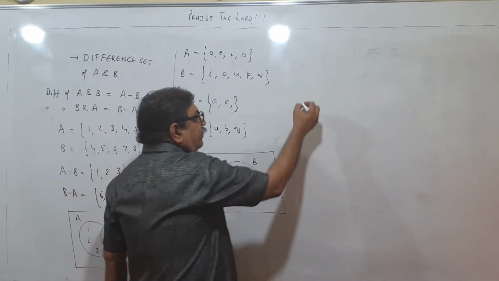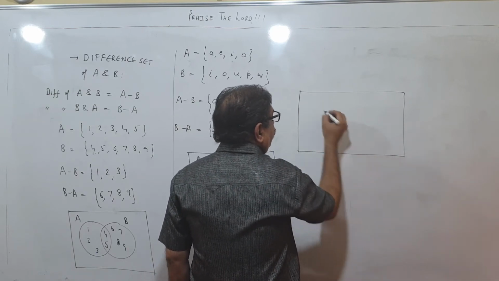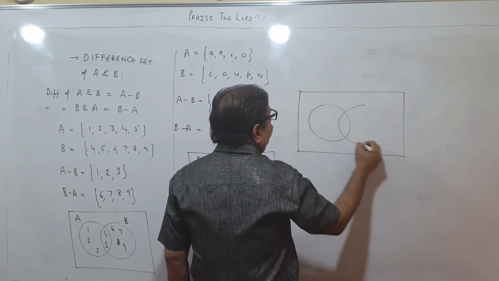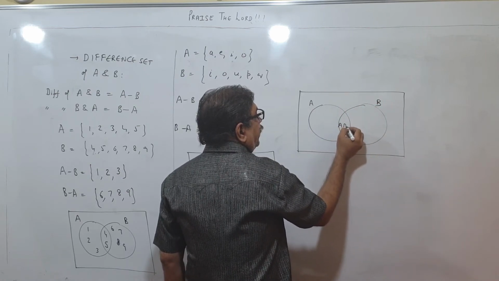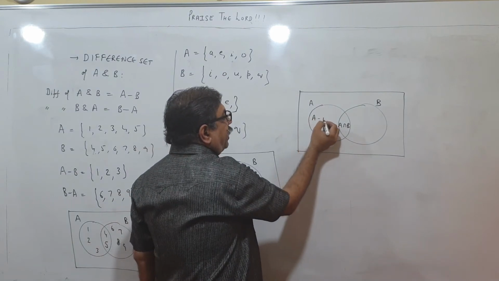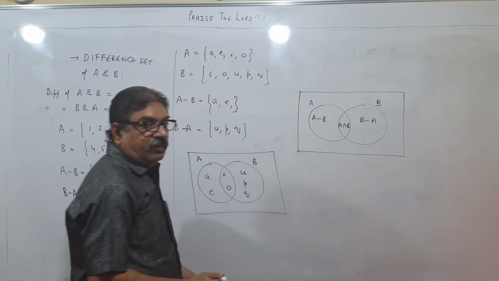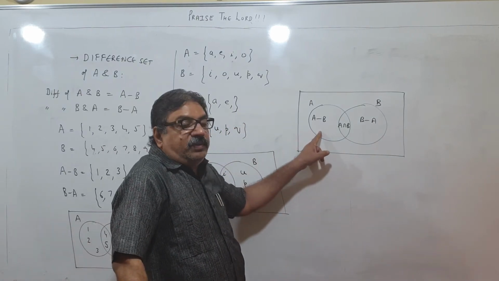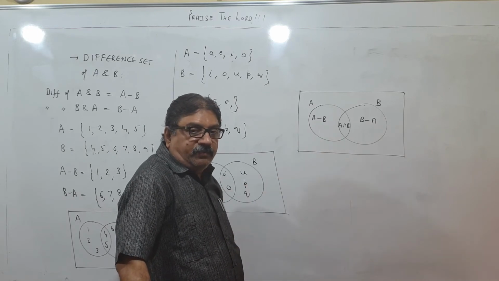So now please understand properly, children, in the Venn diagram. In a Venn diagram, please remember this is A, this is B. This region is A intersection B. And this will be A minus B and this will be B minus A. Please remember, this will be A minus B, containing those elements of A which are not in B.